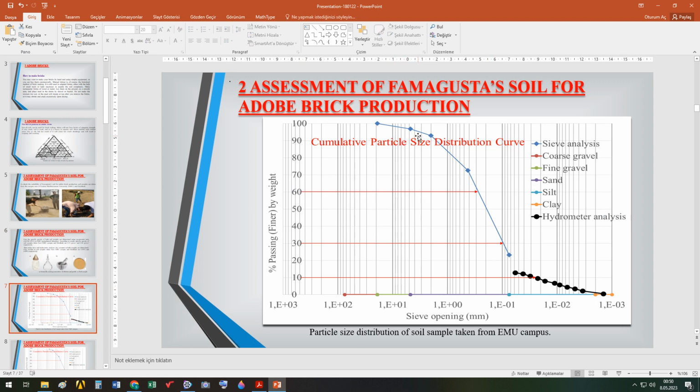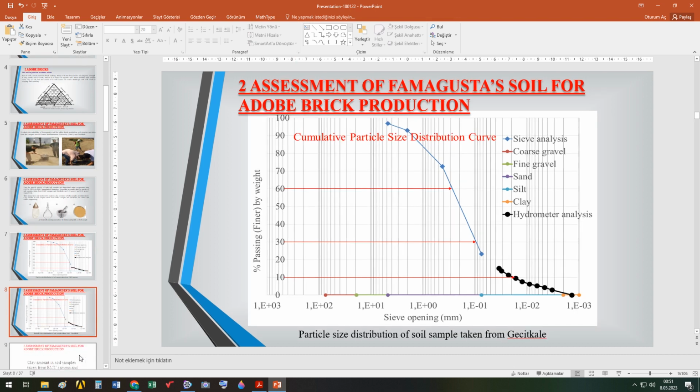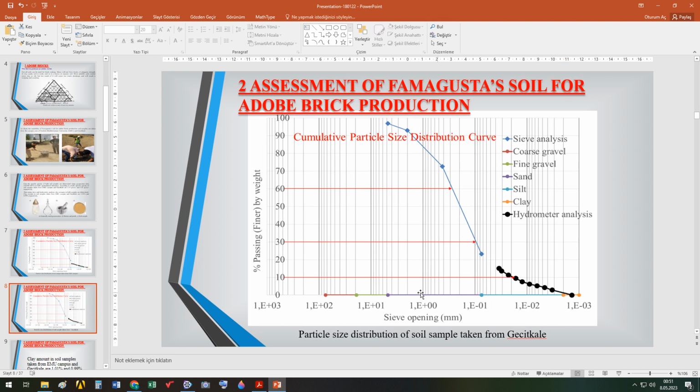This is the particle size distribution of the soil sample taken from the campus. This is the clay amount. So it's around 1%. If I draw a line from here, first a vertical line, and then a horizontal line, I come here, it should be around 1%. Here we see again the clay amount is around 1%.